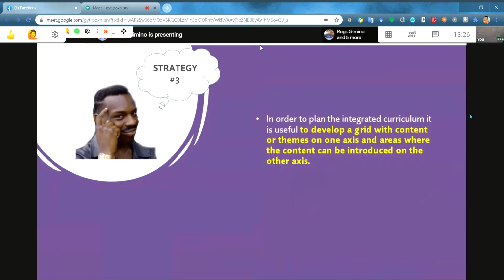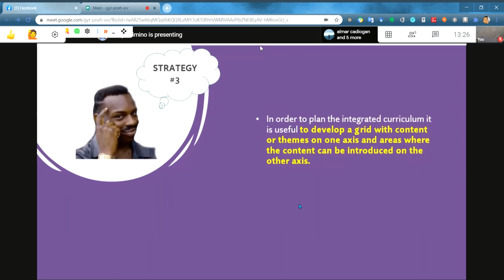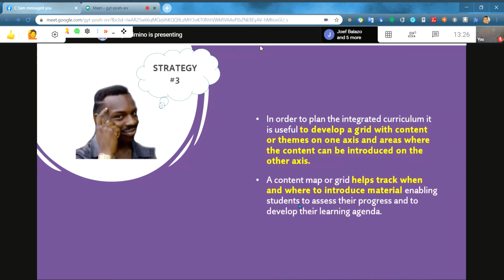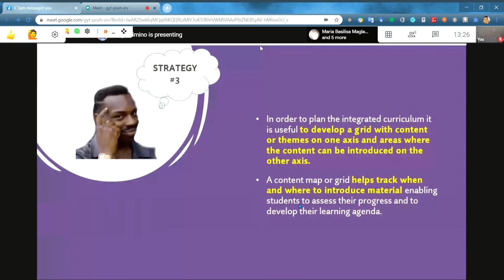And for the third strategy, in order to plan the integrated curriculum, it is useful to develop a grid with content or themes on one axis and areas where the content can be introduced on the other axis. So a content map or grid helps track when and where to introduce material, enabling students to assess their progress and to develop their learning agenda. So here is an example of this grid or content map.